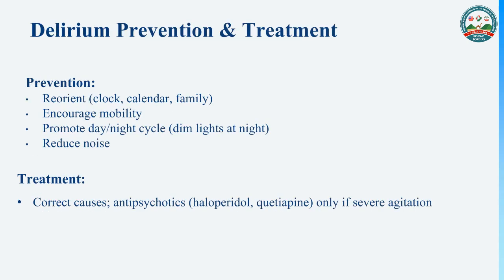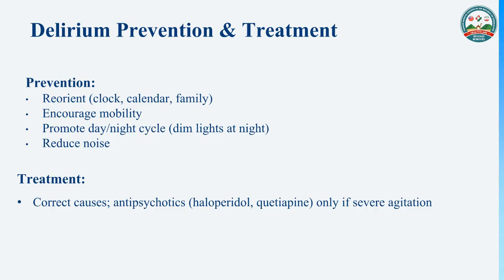When it comes to delirium, prevention is always better than treatment. Let's start with the preventive strategies. We should always try to reorient the patient, use a clock, a calendar, or even family members to remind them of where they are and what time it is. Encourage early mobility whenever possible. Simple movements, even sitting up or light exercises, can help maintain normal brain activity.